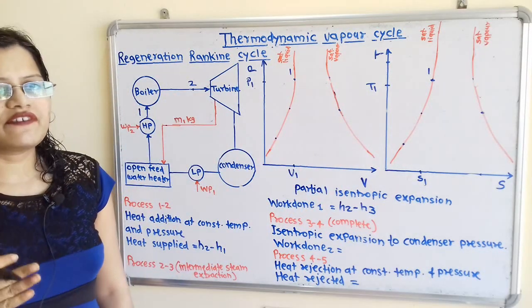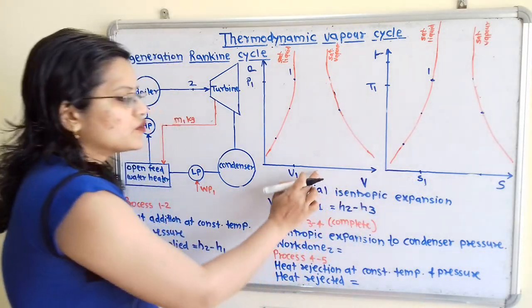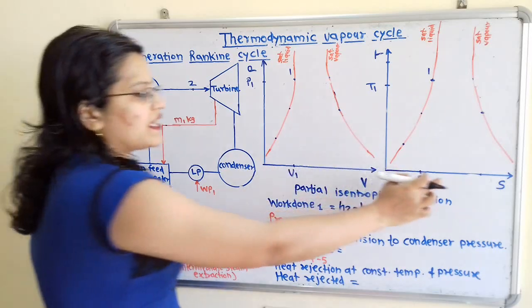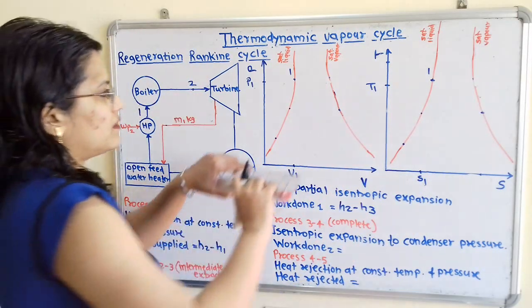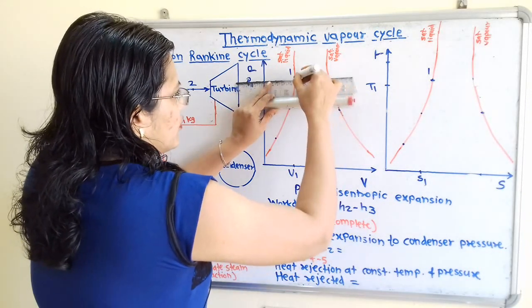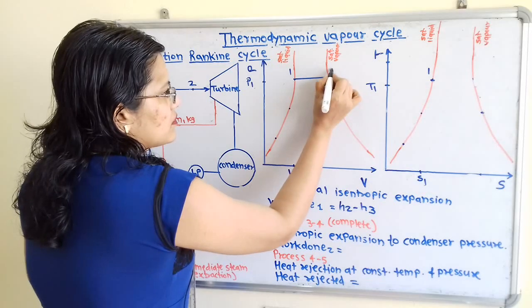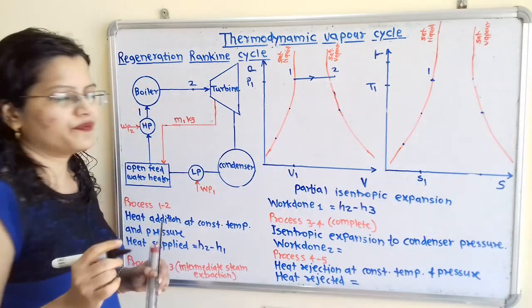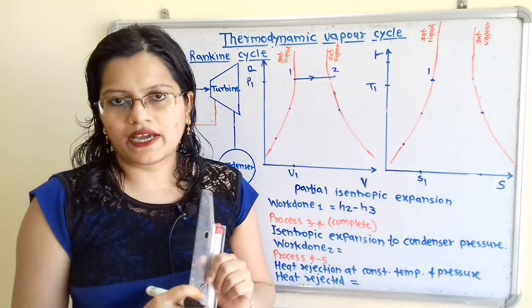So what is the effect of heat addition on this volume and entropy? Volume is also getting increased and entropy is also getting increased. So we will show here process 1 to 2. Point 2 is for the superheated temperature. So I will show here. Now how to show 1 to 2 on this temperature entropy diagram?